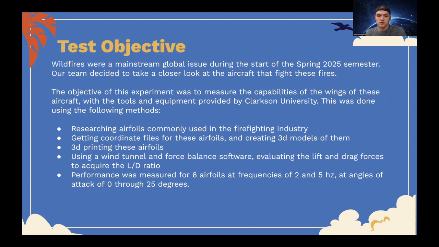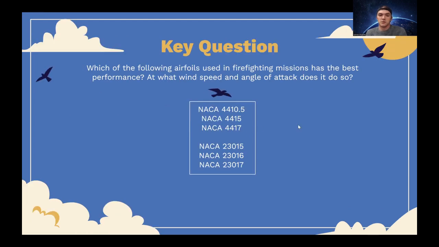First, we researched airfoils commonly used in the firefighting industry, and then we made 3D models for these airfoils with coordinate files. Then we used a wind tunnel and a force balance software that was installed called NIMAX to evaluate the lift and drag forces and acquire the L/D ratio. Performance was measured for 6 airfoils at frequencies of 2 and 5 Hertz in the wind tunnel at angles of 0 to 25 degrees in increments of 5 degrees. The key question asked in this experiment is which of the following airfoils used in firefighting missions has the best performance, and at what speed and angle of attack does it have these specs?